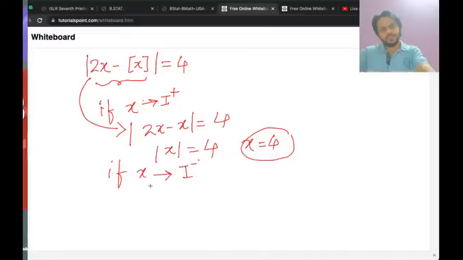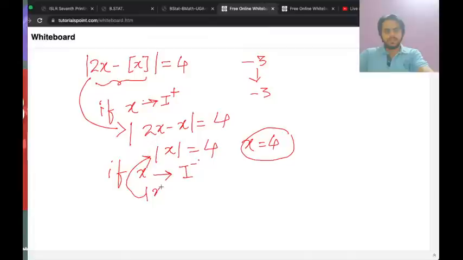For the negative integral part, what you can think over here is that again for your 2x you will have 2x, but what about the box function of x? For the negative integral part, it will be the same thing, because for the negative integral part also, let's say minus 3, the greatest integer function for this will be minus 3, right? So for this as well you will have the same equation, right?